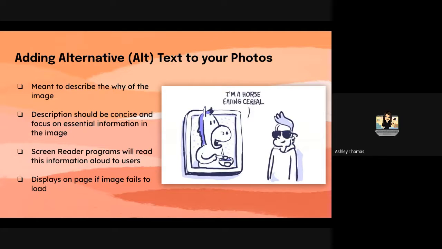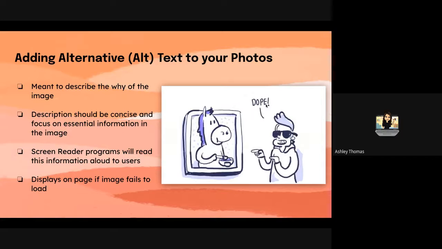And also, this alt text displays on the page if an image fails to load, which again, that's helpful for anybody. So if you go onto a website that had an image and for some reason, you get that broken image picture, you'll have a description of what that image was supposed to be.